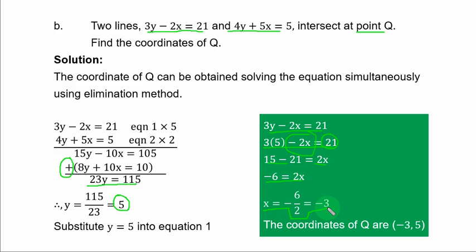The coordinates of Q are minus 3. Now you start with s first, then y. So you have minus 3 and 5.